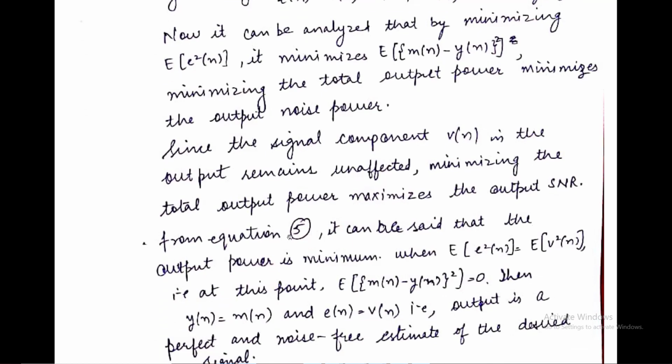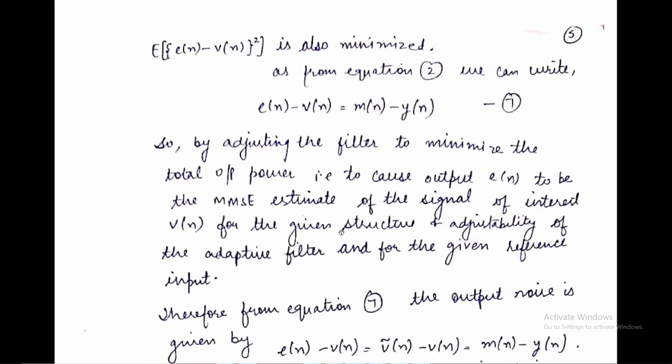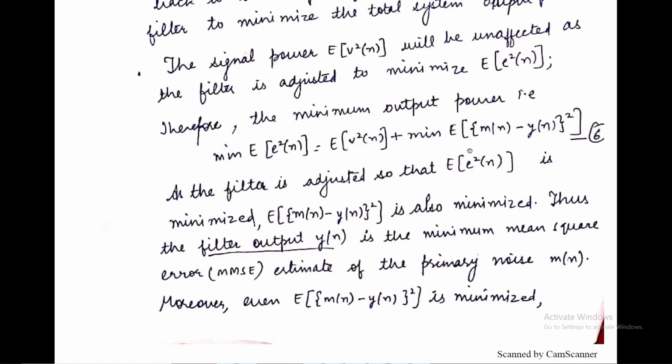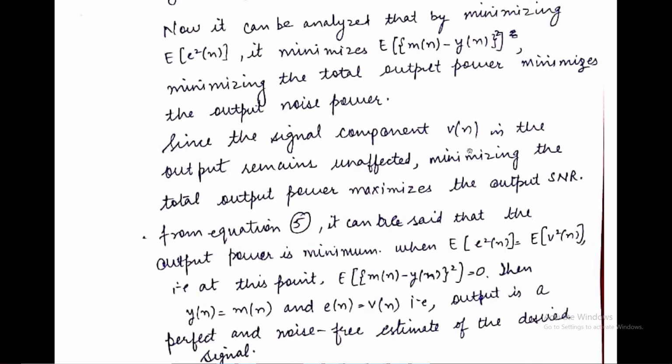So from equation 5, you can see equation 5 once again. So this is equation number 5. You can see this equation. You remember this equation. So what can we achieve from this equation number 5?